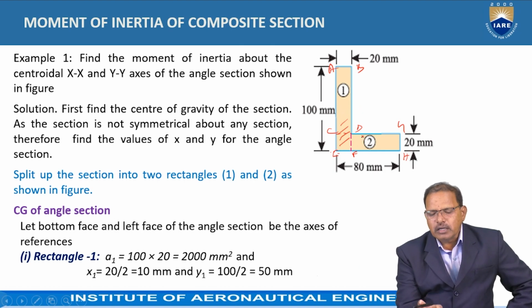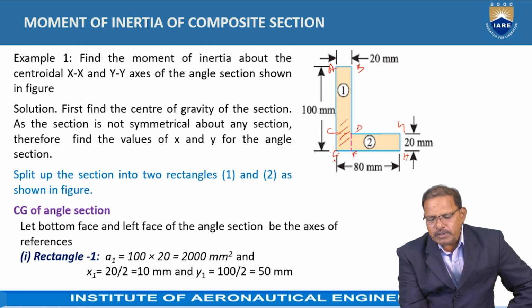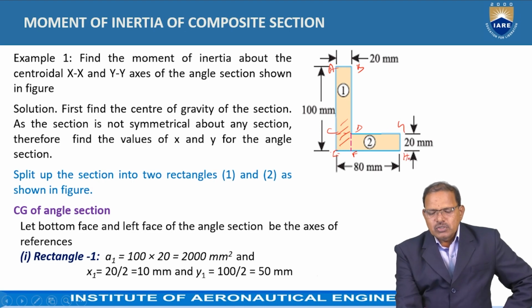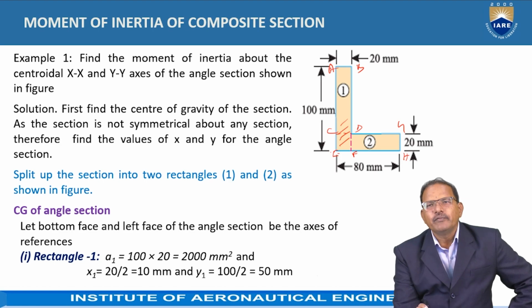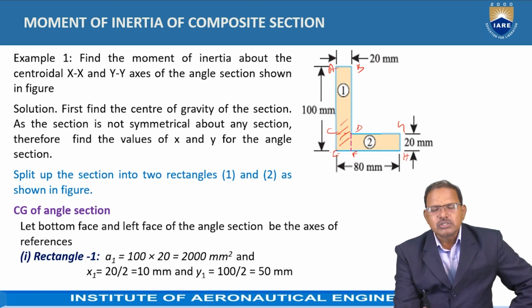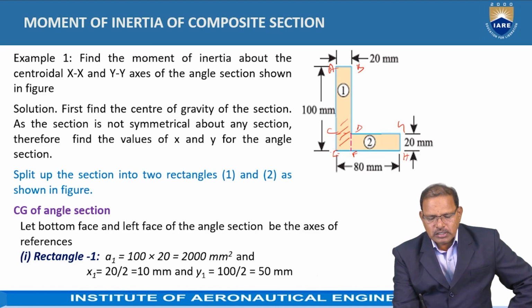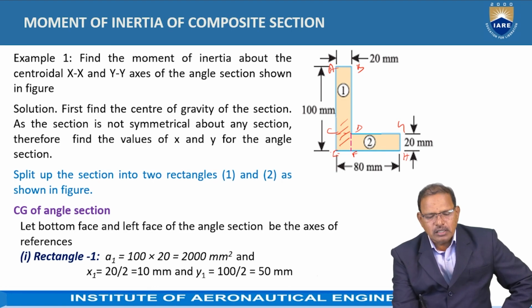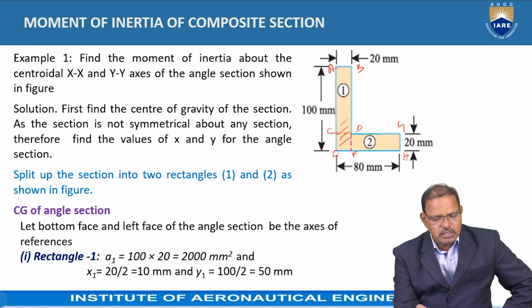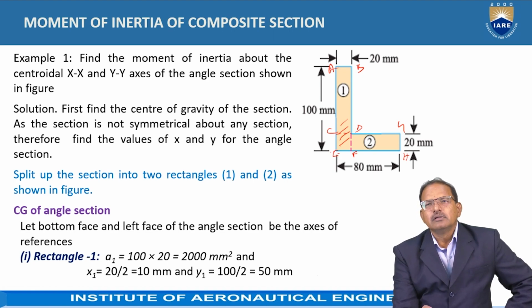Otherwise, we can take one figure as A, B, C, D, and one more as E, C, G, H, and so on. So divide this composite figure in such a way that it contains the minimum number of regular sections. The regular section means it is in the form of rectangle, square, triangle, circle, semicircle and so on. And then determine the CG of the section.